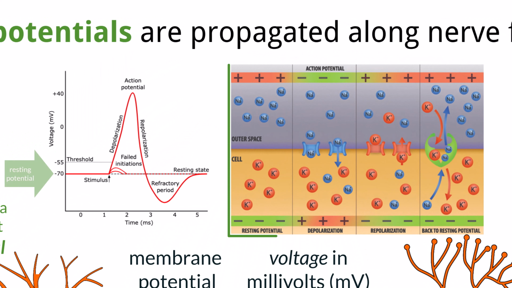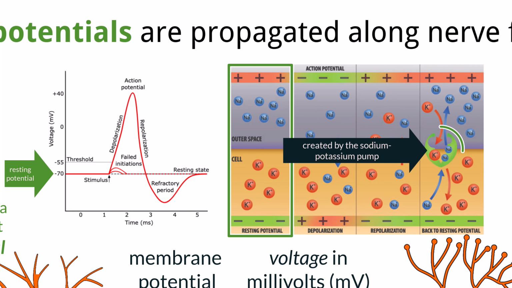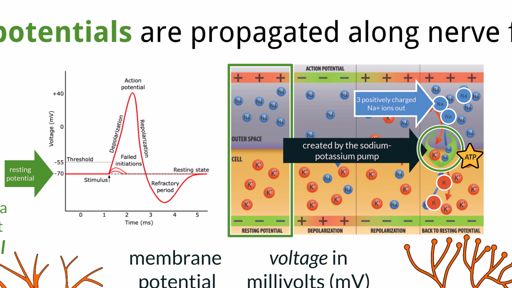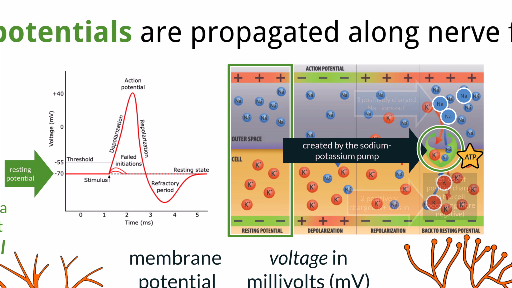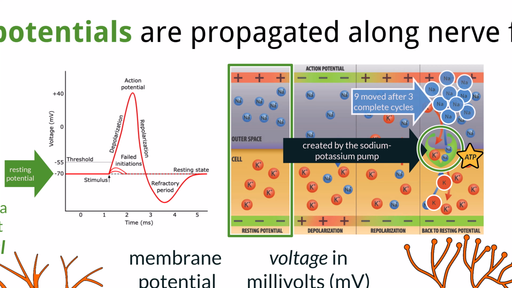This resting potential is created by the sodium-potassium pump, a membrane protein that uses ATP to move 3 sodium ions out and 2 potassium ions in. Every cycle moves more positive charge out, 3+, than it brings in, 2+, contributing to a net loss of positive charge inside the cell. A sodium-potassium pump working through 3 cycles will move a total of 9 sodium ions out of the cell with a positive 9 charge, and 6 potassium ions in with a positive 6 charge. This creates a greater positive charge outside the cell than inside.